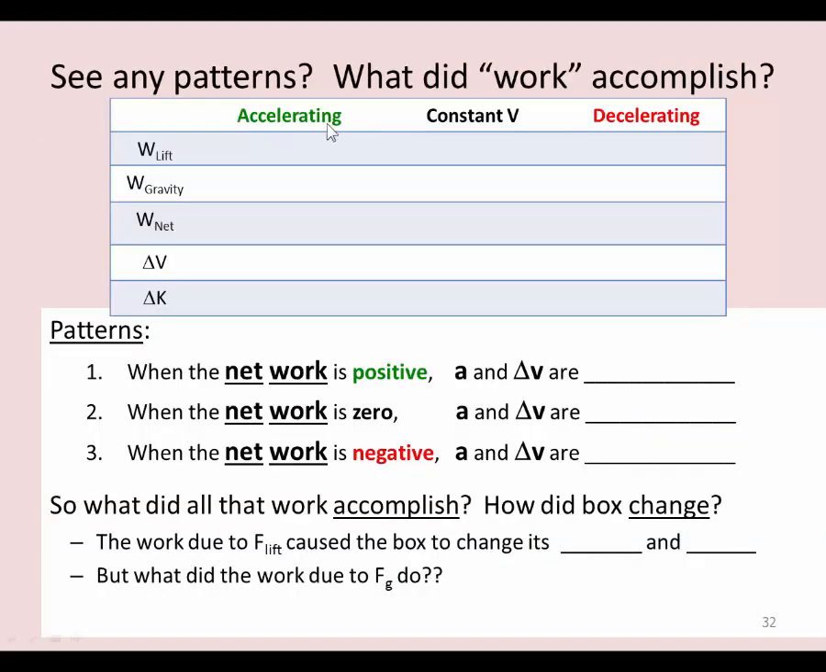After you're done with these three scenarios, the first one is constant velocity, the second one is accelerating, and the third one is decelerating. You should fill in all of your answers for the calculations you've done, and then come up with some conclusions. You're going to see some patterns here. If the net work is positive, something happens. If the net work is negative, something happens. And if you have zero net work, something else happens. You can answer these questions as well, and we'll go through these in class to see how you did.